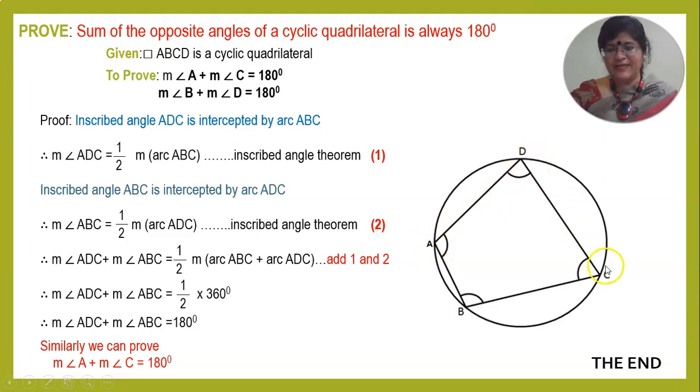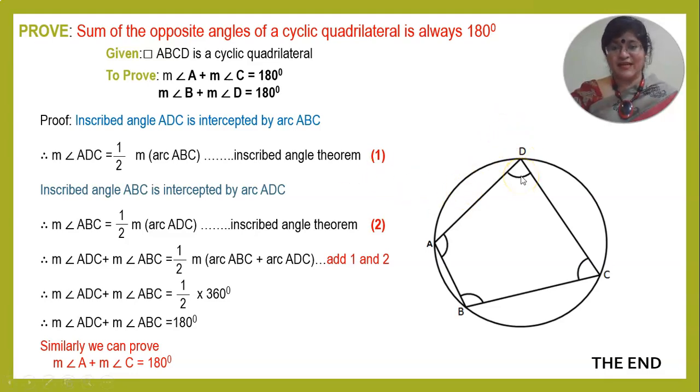Angle ADC is an inscribed angle, and it is intercepted by which arc? It is intercepted by arc ABC. And you know the property. The inscribed angle is half the measure of the intercepted arc. So measure angle ADC is half measure arc ABC. This will be statement 1. It is the inscribed angle theorem. Or you can just write inscribed angle is half the measure of the intercepted arc.